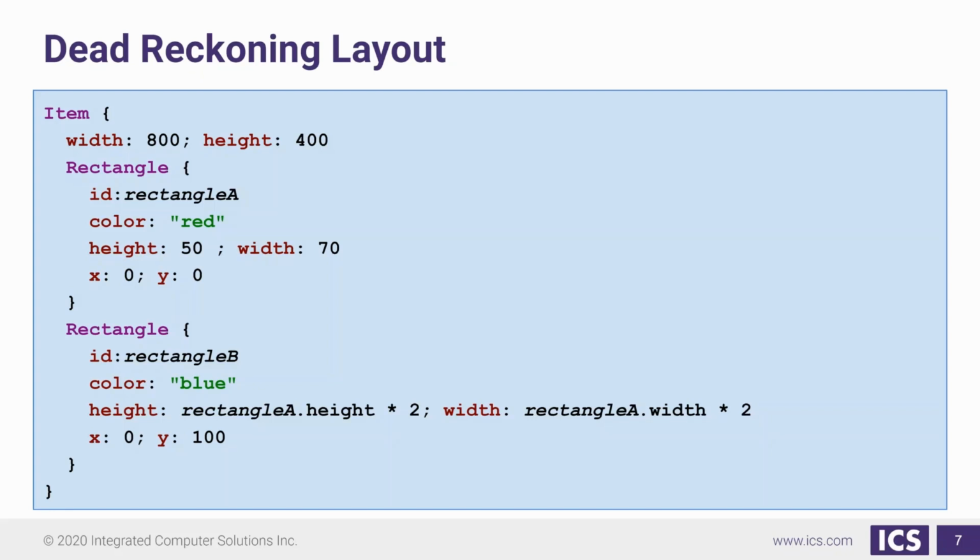The same is true for our rectangle B. It will always be at coordinate 0, 100, and it will always have a height and a width twice that of rectangle A's. This will be true even if we resize the item or the container that this is inside of.